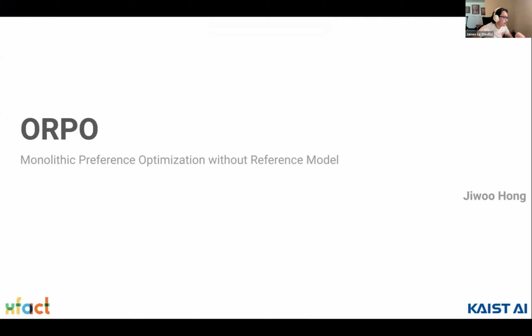Okay. Hello, my name is Jiwoo Hong, and I'm a master's student at KAIST AI. First of all, thank you for having me here. I'm really excited to share my work and have some discussion around the recent alignment methods. So in this talk, I'm here to talk about my recent work on the resource-friendly alignment of language models. The paper's title is ORPO: Monolithic Preference Optimization Without Reference Model.